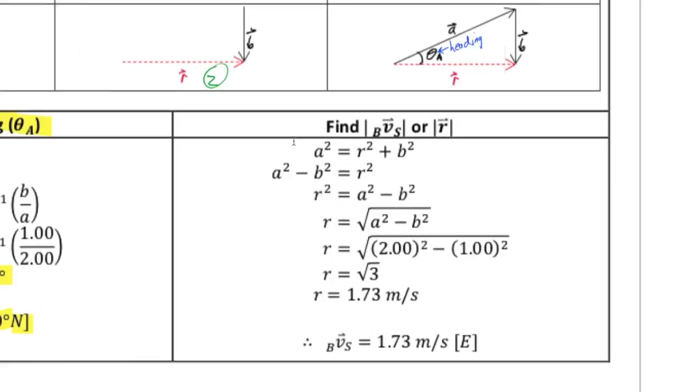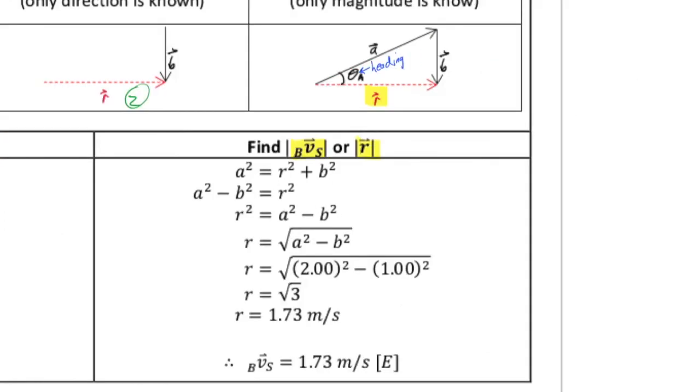Last step here, we now need to find the magnitude of the boy's velocity with respect to the shore, or we're trying to find the magnitude of the resultant. The most common mistake is students still think that the resultant is the hypotenuse, but it is not. So do not get the following two equations confused.